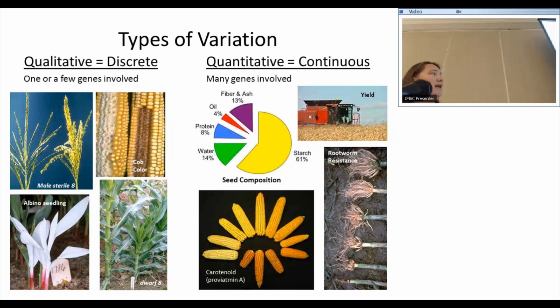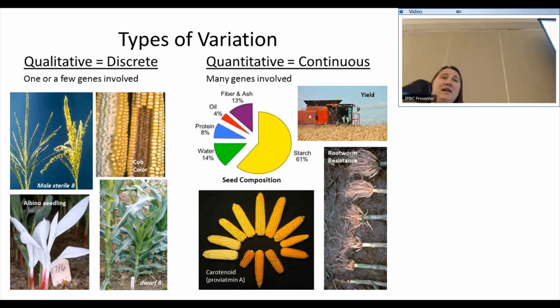So in the case of maize, most of my examples will be maize. For example, male sterility can be caused by a single gene difference between the plants. This line being sterile, this one being fertile. Albino seedlings can be a knockout of a single gene. Dwarfism caused by major gene differences, cob color, etc., like that. One trait, one phenotype or the other, on or off, tall or short. It's easy to classify into 2 discrete classes.